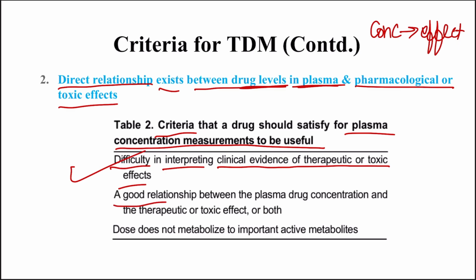Next, there is a good relationship between the plasma drug concentration and the therapeutic or the toxic effect, just the thing which I have mentioned earlier. Plus, the drug does not metabolize to important active metabolites. If the drug is getting metabolized to important active metabolites, then the effect which we are correlating only with the concentration of the drug is not the only one producing the effect, because the active metabolites are also going to produce the effect. So in that case, we are not going to go for therapeutic drug monitoring, because it will not be that useful.